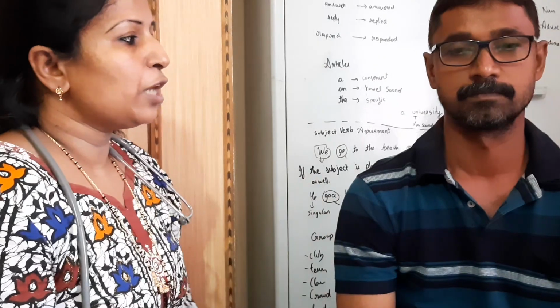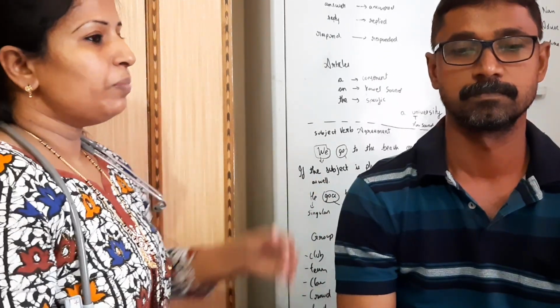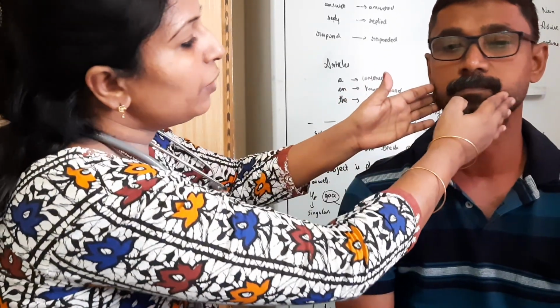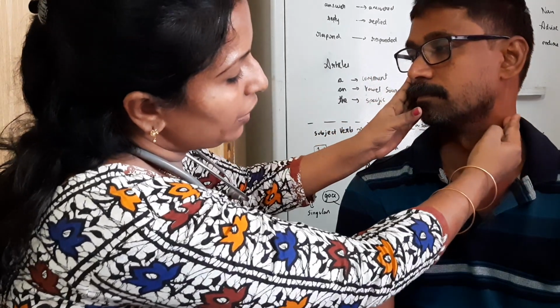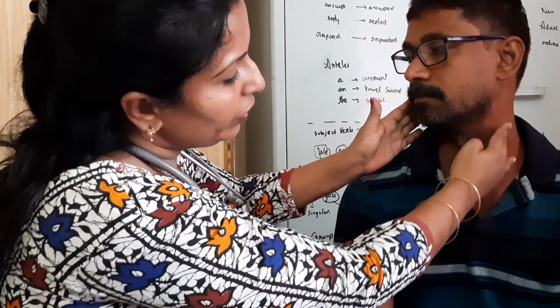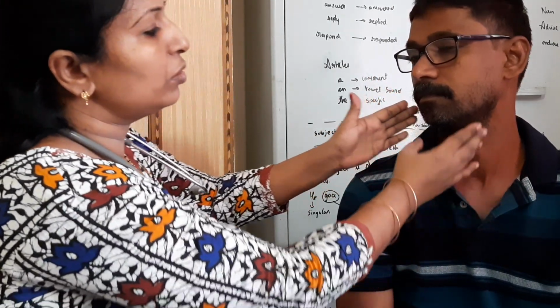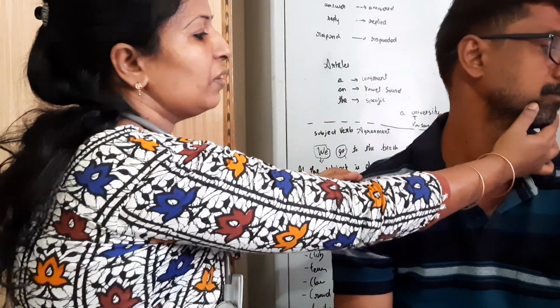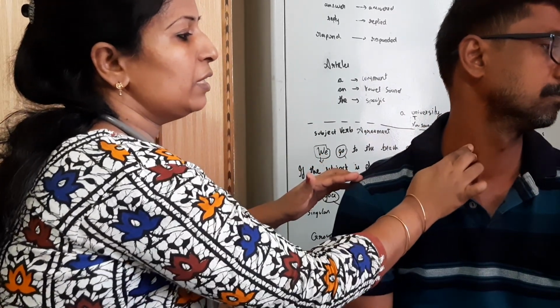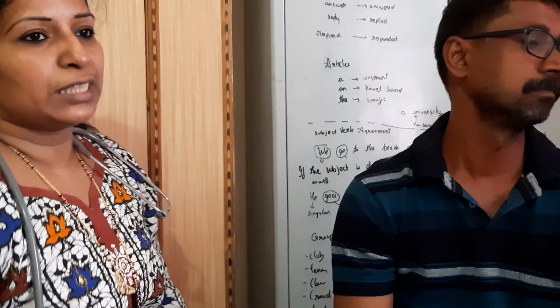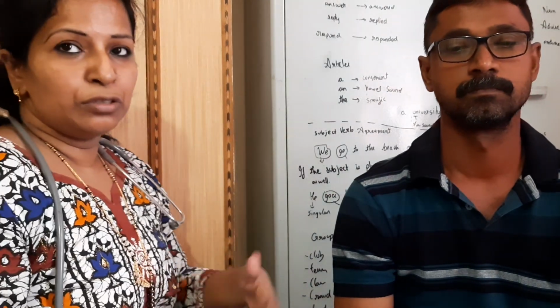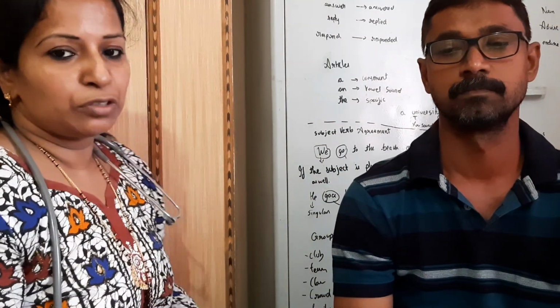Next, you ask the patient to be at a 45-degree angle. You have to check for JVD, jugular vein distension, whether the jugular vein is distended or not. Let's say 45 degrees. So there is no jugular vein distension. That is JVD, jugular vein distension, that you have to check.